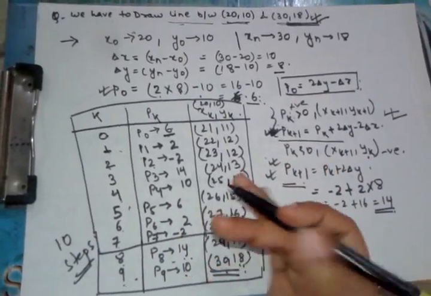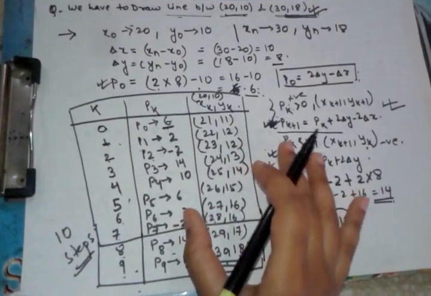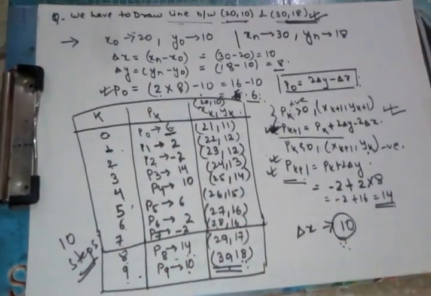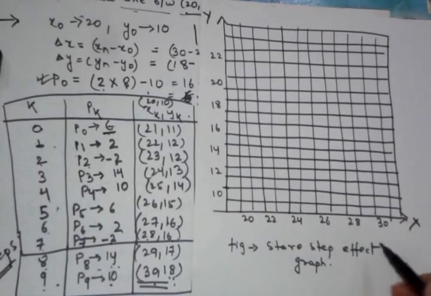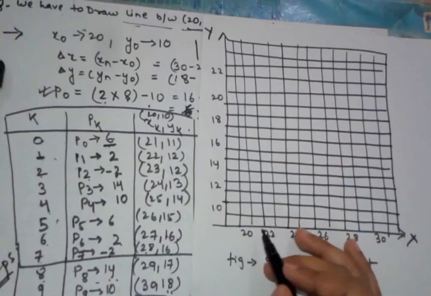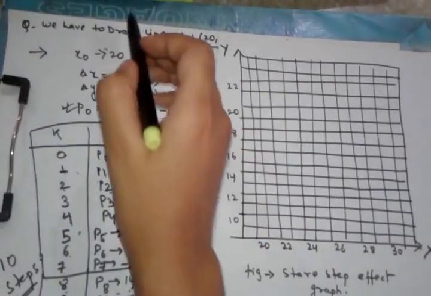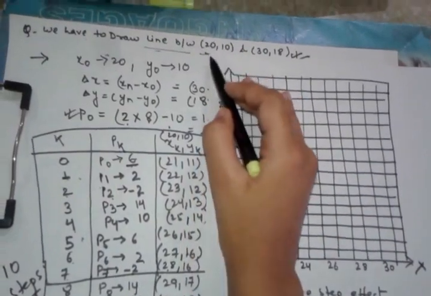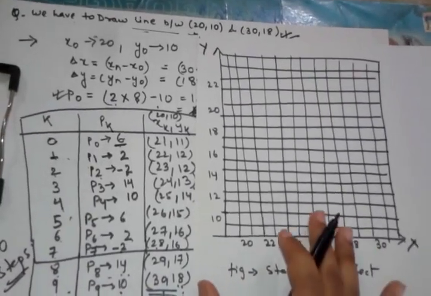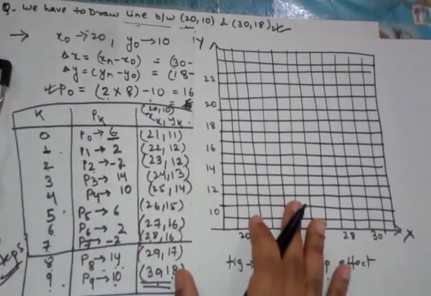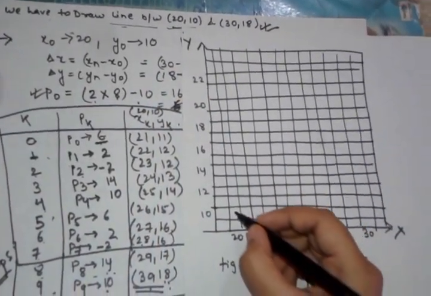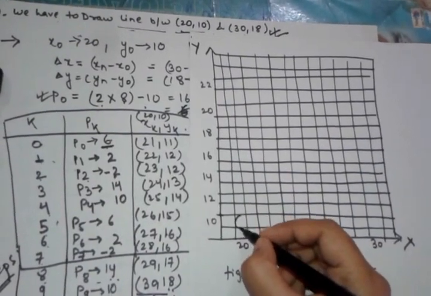Let me tell you what the stair step effect graph is, and how we implement this graph using these points. So this is the stair step effect graph. Here is the x-axis and this is the y-axis, and we divide it using the values 20, 22, and so on, that is, the values 20, 10 and 30, 18. Using this, we implement the graph. First, the initial point is 20 and 10. So 20 and 10, this will be the point.